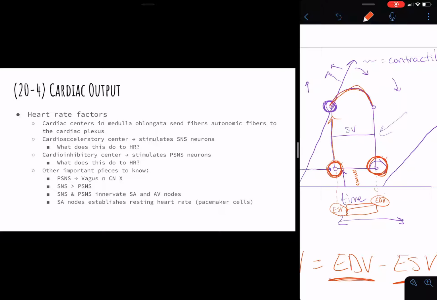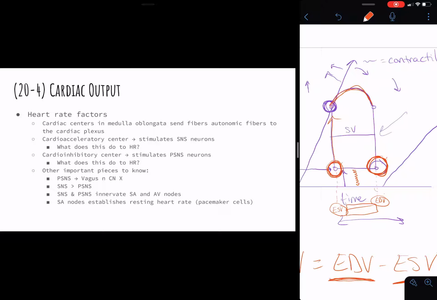We have one that's acceleratory and one that's inhibitory. So the cardioacceleratory center is going to stimulate sympathetic neurons, which makes sense. If we're accelerating things, that's probably going to be sympathetics. So what do you think that would do to heart rate? Well, that would probably increase heart rate, right? We stimulate sympathetics, fight or flight, increase heart rate, increase blood flow. The cardioinhibitory centers are going to do the opposite. They're going to stimulate the parasympathetic neurons, the rest and digest neurons, and that's going to decrease heart rate.